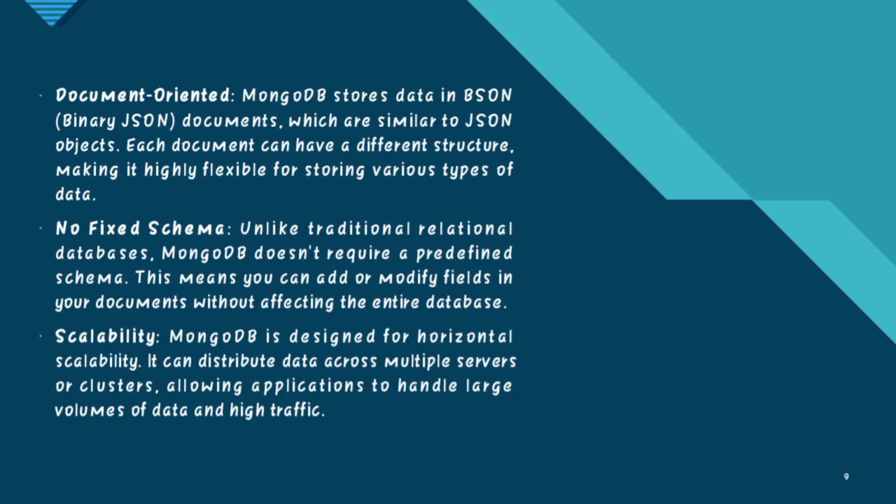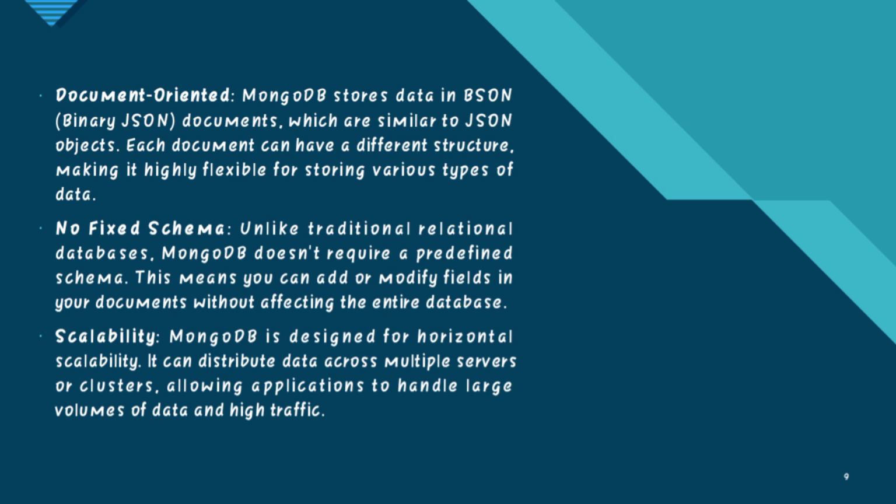MongoDB stores data in BSON, binary JSON, documents which are similar to JSON objects. Each document can have a different structure, making it highly flexible for storing various types of data. No fixed schema. Unlike traditional relational databases, MongoDB does not require a predefined schema. This means you can add or modify fields in your documents without affecting the entire database.